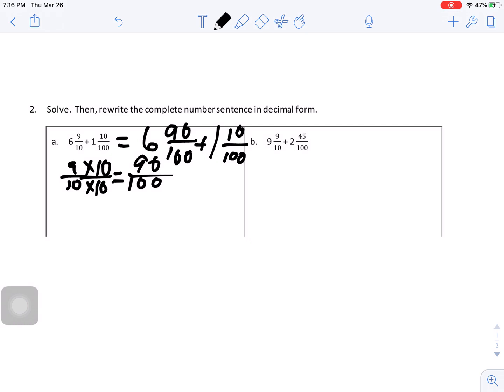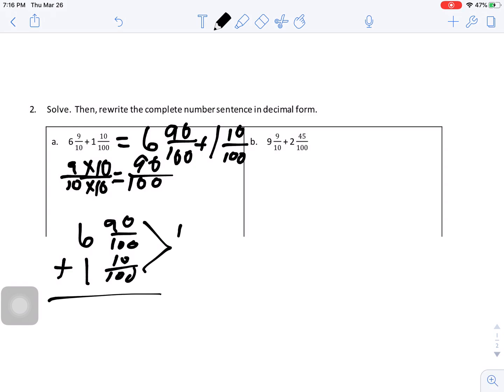If I take my 6 and 90 hundredths and I add 1 and 10 hundredths, I want to put the fraction pieces together. That would be 100 hundredths, because 90 plus 10 is 100. I know that 100 100ths, since it's the same on the top and the bottom, equals 1. So I'm going to regroup it over here. Now I have no hundredths, because there was none left over after I regrouped them.